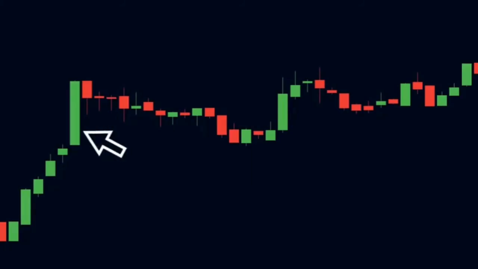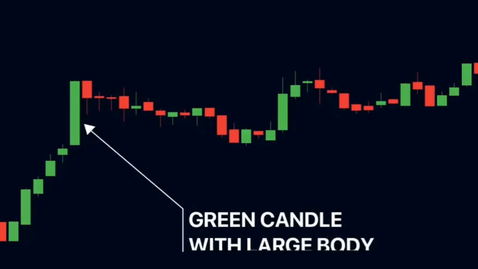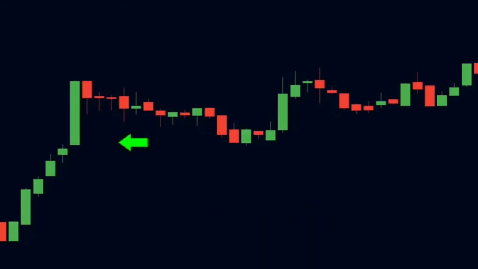For instance, look at this candle. This candle is a green candle that has a large body and no wicks at all. This candle was formed because buyers found this price so attractive that they started buying in huge quantities. The buying pressure was so high that the price kept going up. The sellers were so weak that they could not fight back against the buyers. Hence, the candle had a strong close.